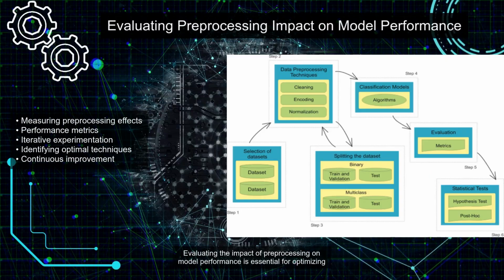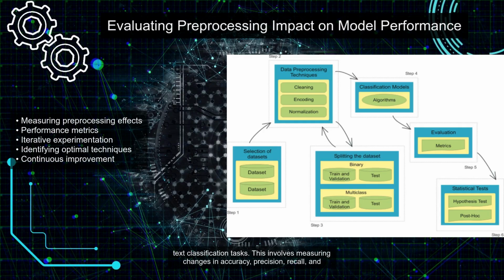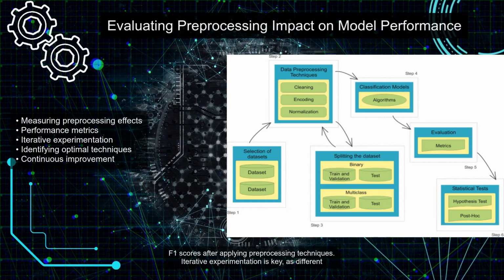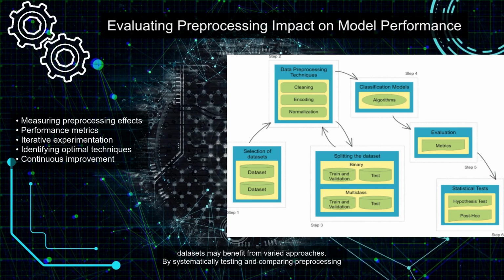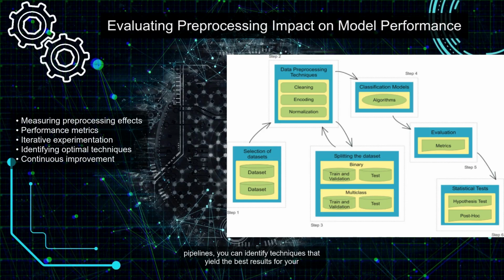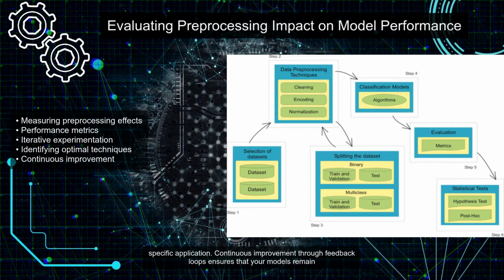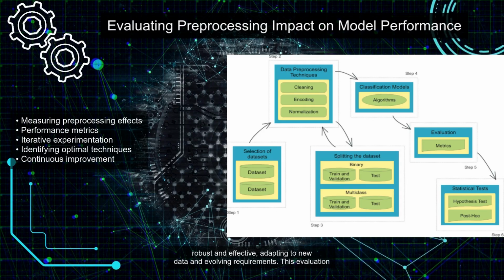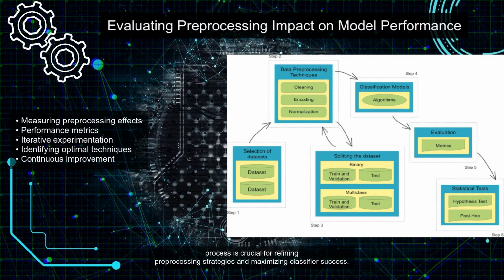and efficiency. Evaluating the impact of preprocessing on model performance is essential for optimizing text classification tasks. This involves measuring changes in accuracy, precision, recall, and F1 scores after applying preprocessing techniques. Iterative experimentation is key, as different datasets may benefit from varied approaches. By systematically testing and comparing preprocessing pipelines, you can identify techniques that yield the best results for your specific application. Continuous improvement through feedback loops ensures that your models remain robust and effective, adapting to new data and evolving requirements. This evaluation process is crucial for refining preprocessing strategies and maximizing classifier success.